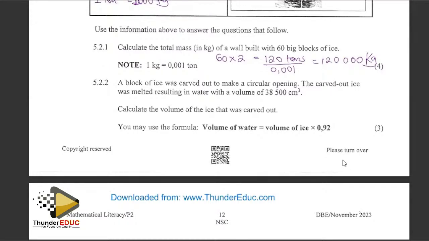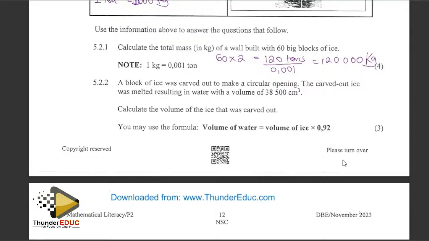All right, question number 5.2.2. A block of ice was carved out to make a circular opening. The carved out ice was melted, resulting in water with a volume of 38,500 centimeters cubed. Calculate the volume of the ice that was carved out. You may use the formula below.